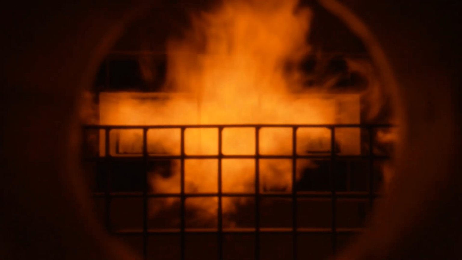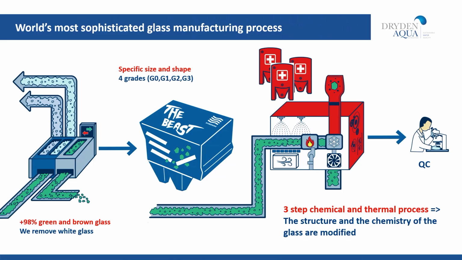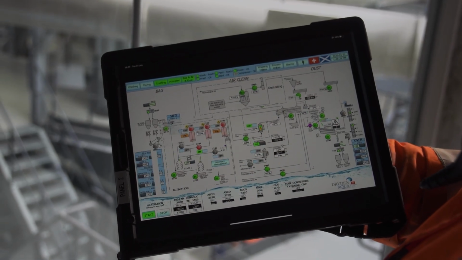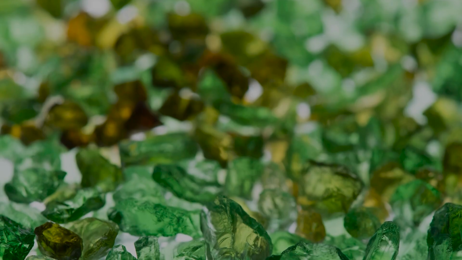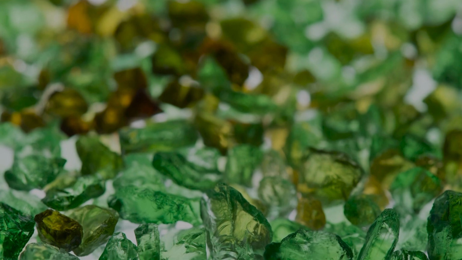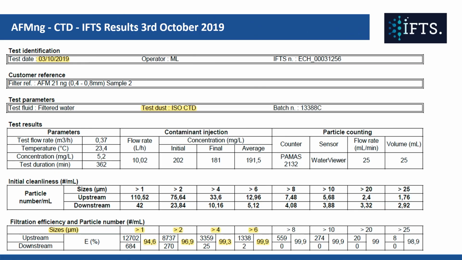During each batch, whilst each batch is being processed, the computer will randomly send a bag to the quality control department for them to do some very basic tests to ensure that the product is still being produced to our specification. Every batch produced has a batch number. Everything is traceable with the date and the barcode on there. So don't just take our word for it. We've had the product independently tested by the IFTS laboratory in France.